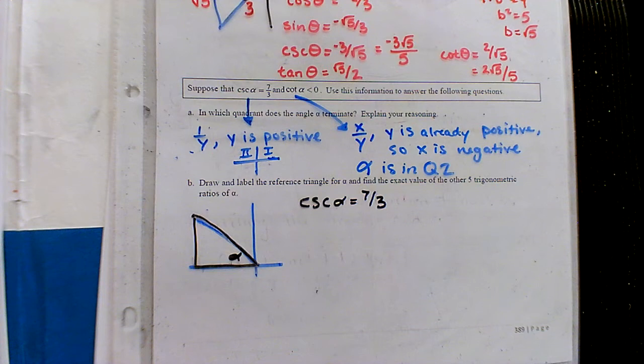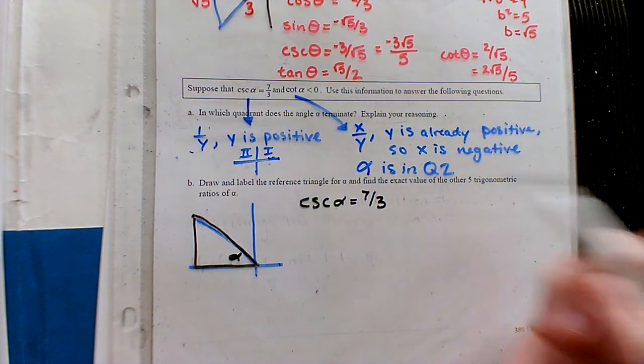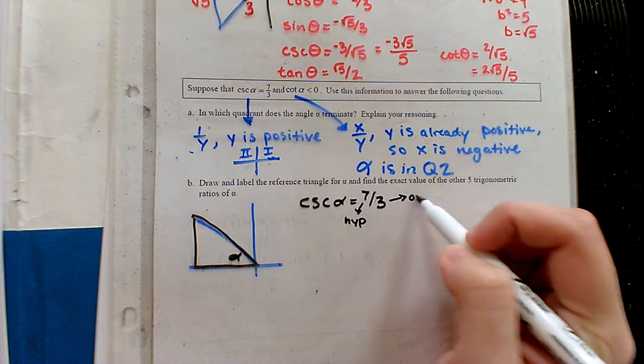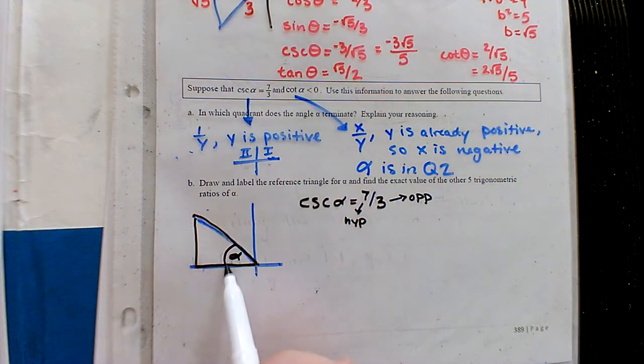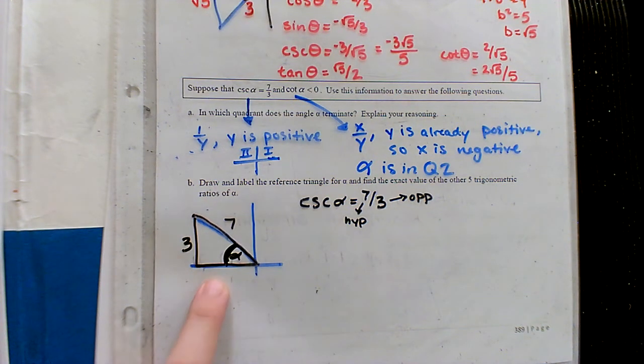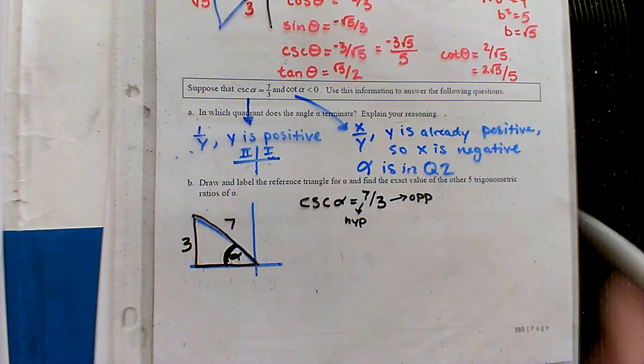If cosecant is the reciprocal of sine, there we go. Hypotenuse over opposite. So if alpha is that reference angle, that touches the x-axis, the hypotenuse would be 7. Opposite would be 3. Once we know 2 sides, we should be able to figure out the third using the Pythagorean theorem.